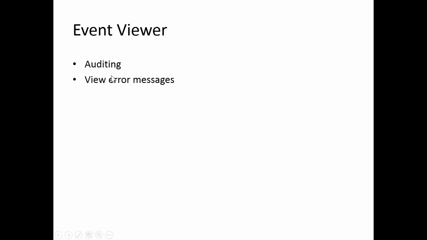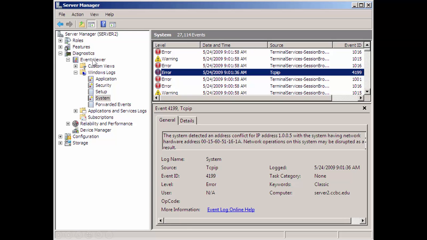Now, let's look at monitoring system reliability and performance. Event Viewer is a program that allows us to audit and to view error messages. If we go to Event Viewer, which is under the Computer Management Console, and under Event Viewer we select Windows Logs, we can see that we have the system log and the security log. The system log shows us any error messages that may have occurred. Here's an error message right here that says that the computer detected duplicate IP addresses.